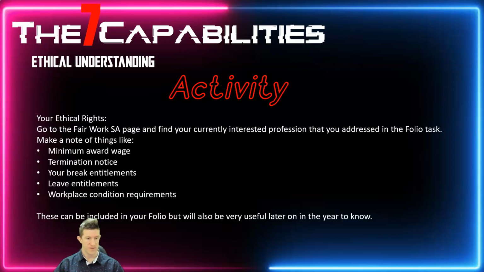Now we're going to do the first little activity. So I want you to know about your ethical rights. Pick the profession that you're currently interested in, and use the one that you've addressed in that folio task. Go to the Fair Work SA page and find your award and find out things like the minimum wage, the termination notice, your break entitlements, leave entitlements, and any other workplace condition requirements that you think are relevant or applicable to you.